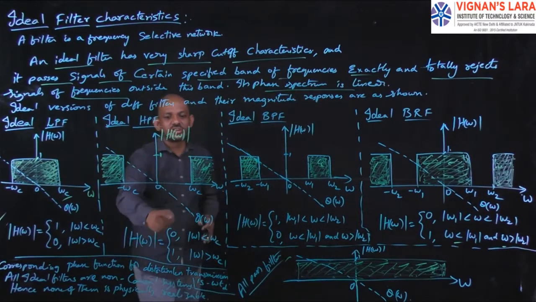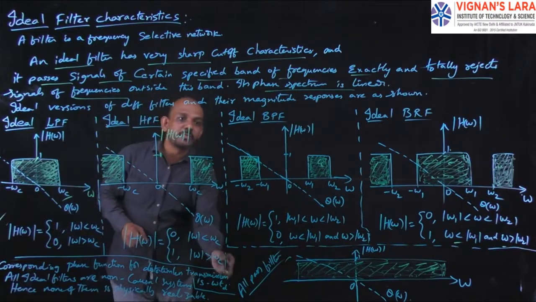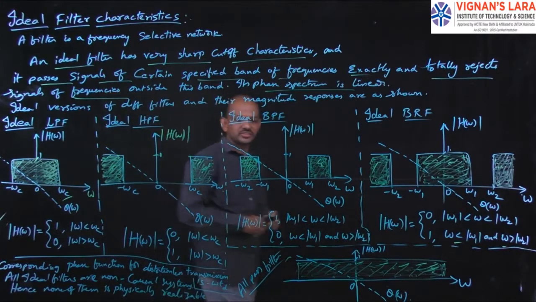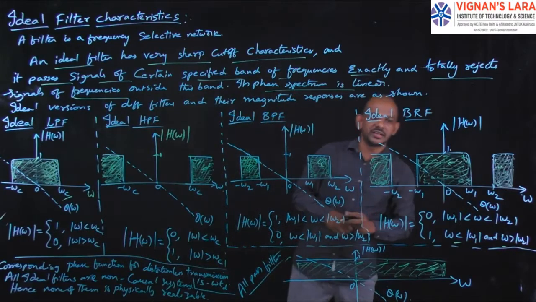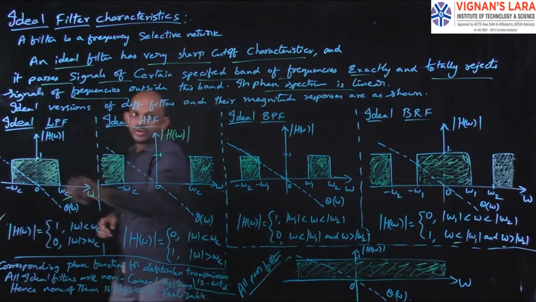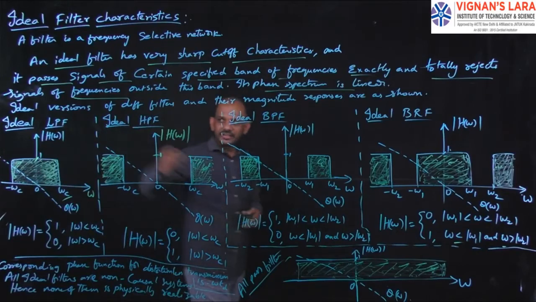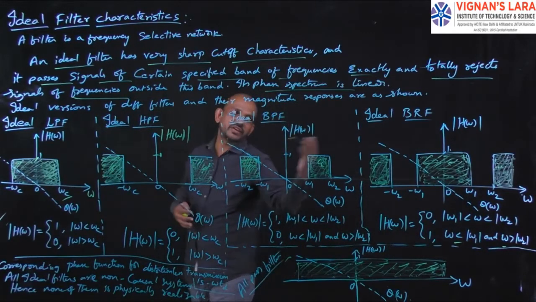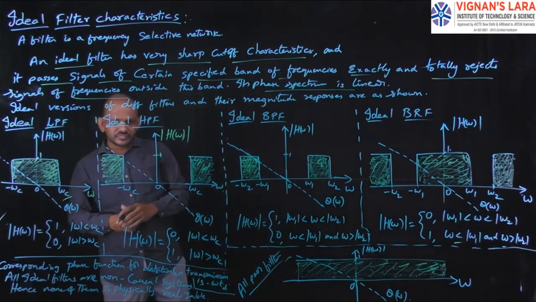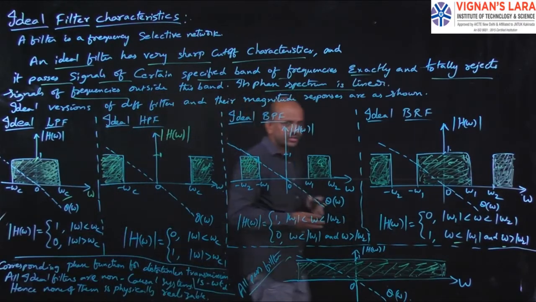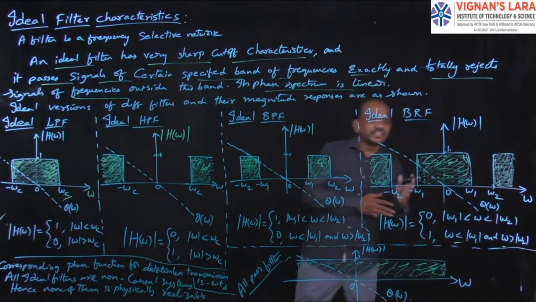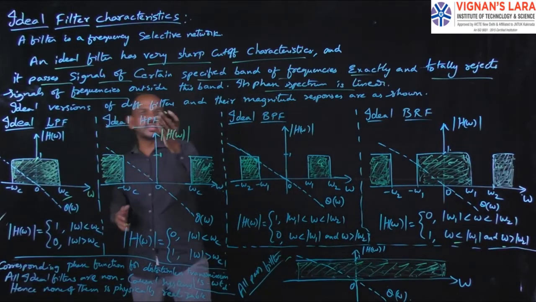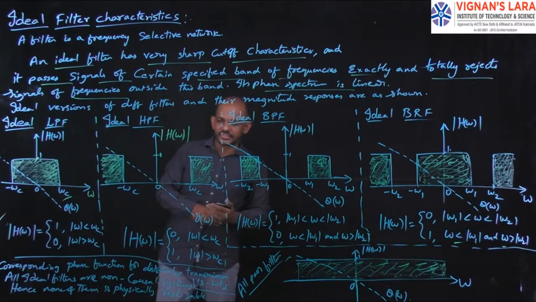The phase function for the distortionless transmission is minus omega td, and it is linear. So the ideal low pass filter, ideal high pass filter, ideal band pass and band reject filters will pass the signal without distortion. All of these will allow the signals without distortion. Hence, they are ideal low pass, ideal high pass, ideal band pass, and ideal reject filters.